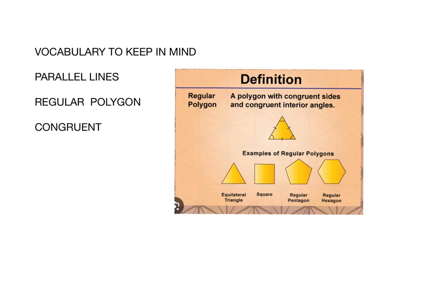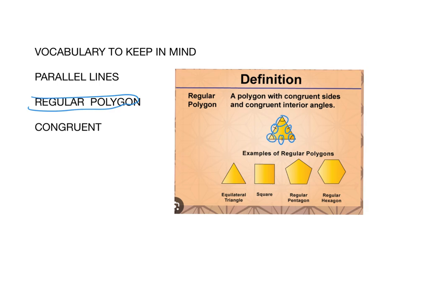Our second vocab is going to be regular polygon. A regular polygon is a polygon with congruent sides and congruent interior angles. So we can see these little lines here all indicate that each one of these sides is congruent, and these angles are all the same angle.